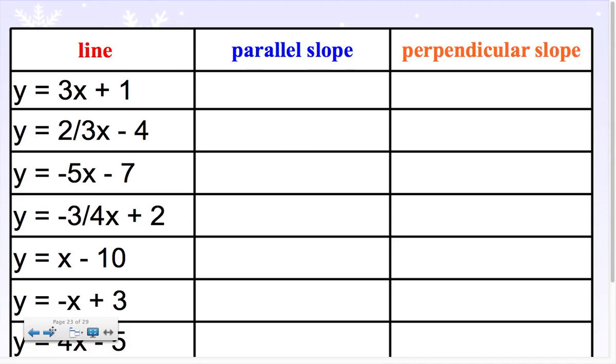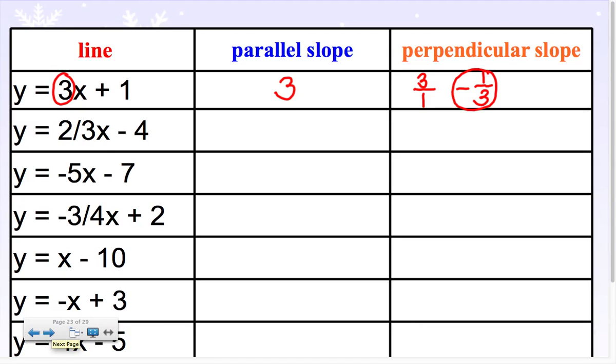I would make this chart in your notes if you're taking notes on this lesson. We're going to be given a bunch of lines, and we're going to figure out what the parallel slope to this line would be and the perpendicular slope. So in my original equation, y equals 3x plus 1, the slope of this line is 3. So that means the line parallel to it would have a slope of 3. The line perpendicular to it, well, if I wrote 3 as a fraction, it'd be 3 over 1. So if I flip it and take the reciprocal, and I change it so the sign is the opposite, I'd end up with negative 1/3.